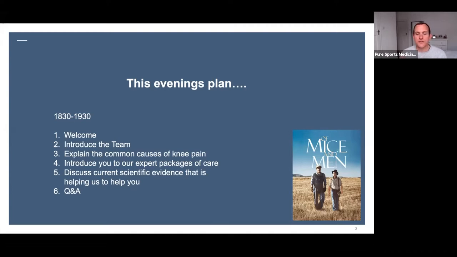I'd like to introduce you to some of our expert knee packages that we've pulled together briefly this evening, and then go on to discuss some of the current scientific evidence that is helping us to help you. We're going to do that through an example of a case study, and use that to also demonstrate the way in which the multidisciplinary team may be involved in your care.